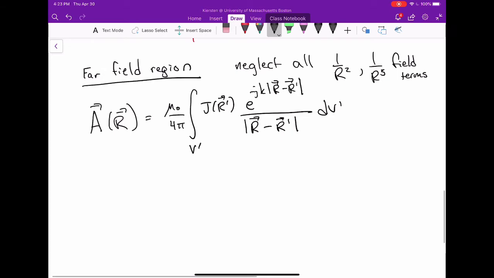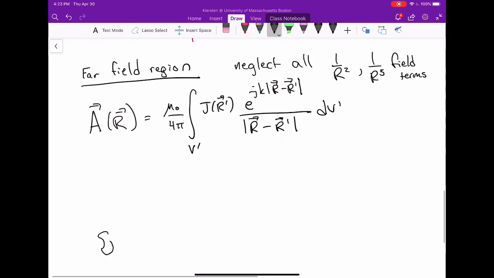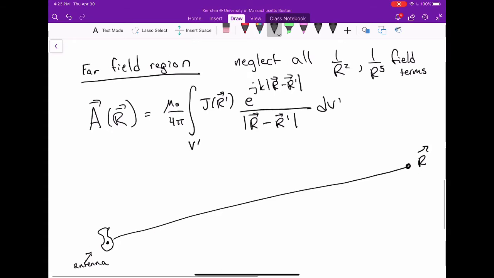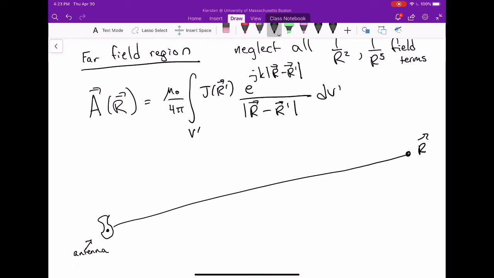So in a realistic antenna problem, we have a small antenna body. That's our antenna over here. And the origin is usually inside the antenna body somewhere or very close to it. And then we have an observation point that is very far away. That's R. So our approximations for the far field approximation are going to assume that R is much greater than R prime, and R is much greater than a wavelength.